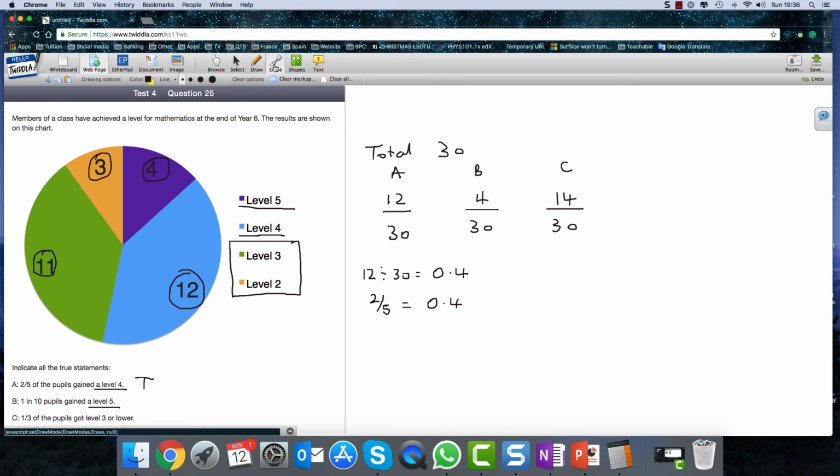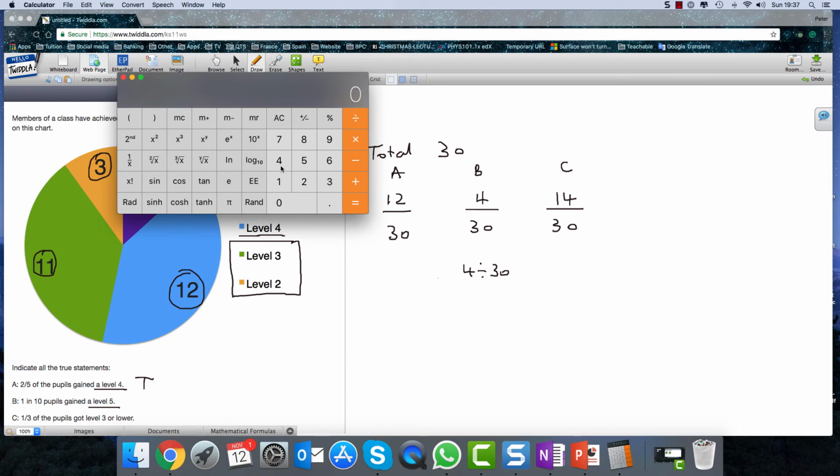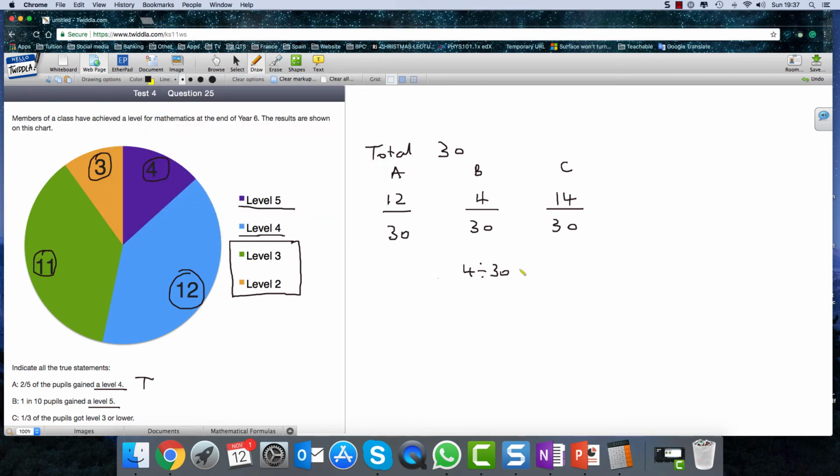Let's do a quick erase here. Move on to statement B. 4 divided by 30. Okay, another one of those recurring decimals. Lots of 3's after it.